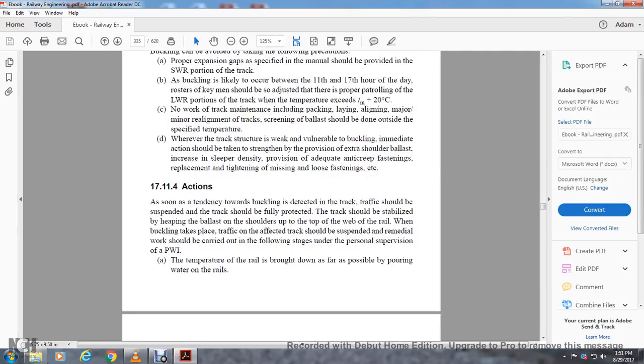17.11.4 Actions. As soon as a tendency towards buckling is detected in the track, traffic should be suspended. The track should be fully protected. The track should be stabilized by heaping the ballast to the shoulder up to the top of the web of the rail. When buckling takes place, traffic should be suspended.